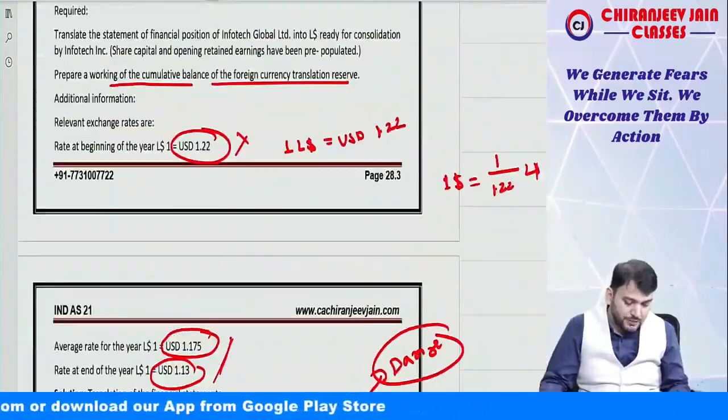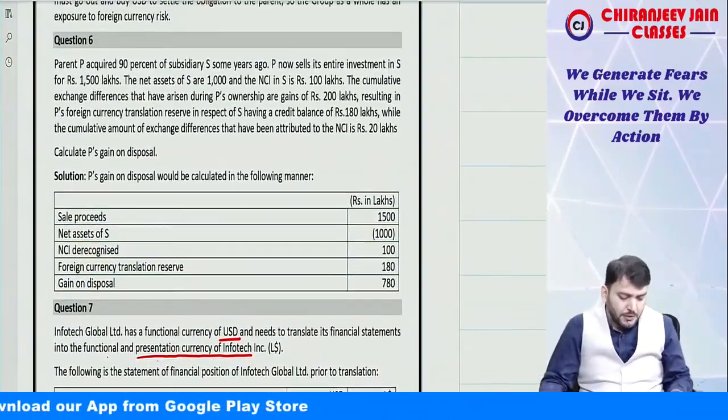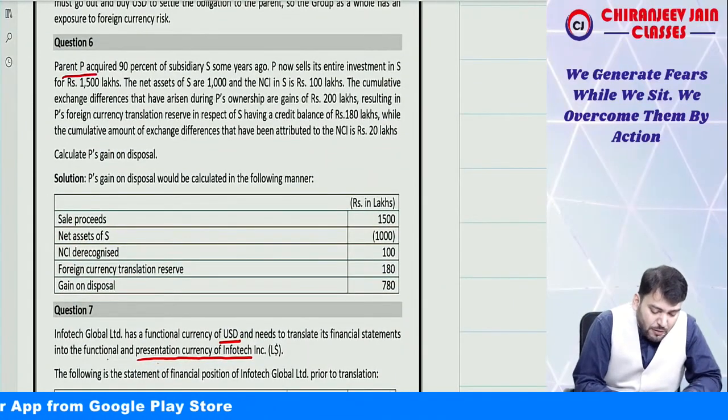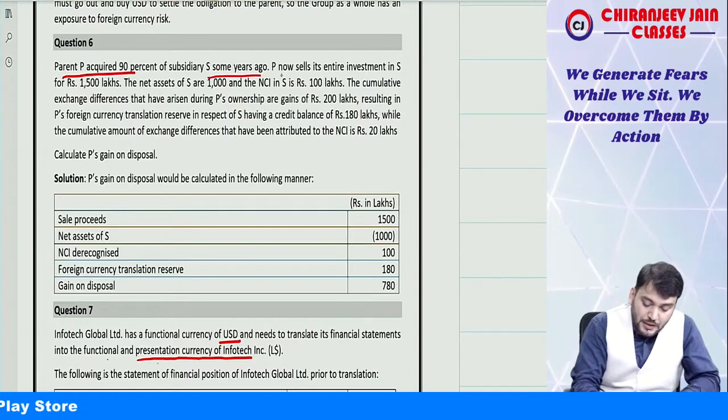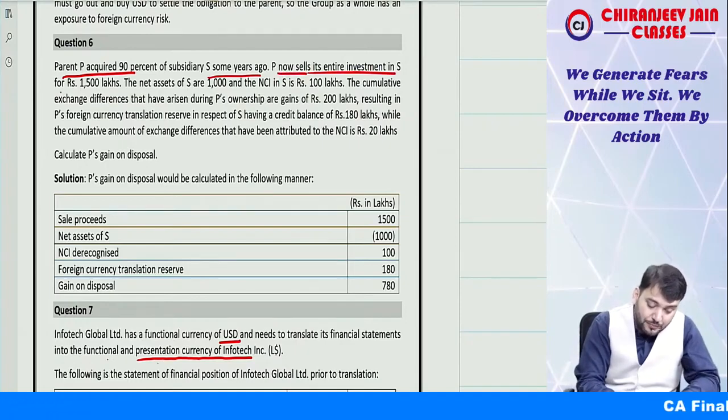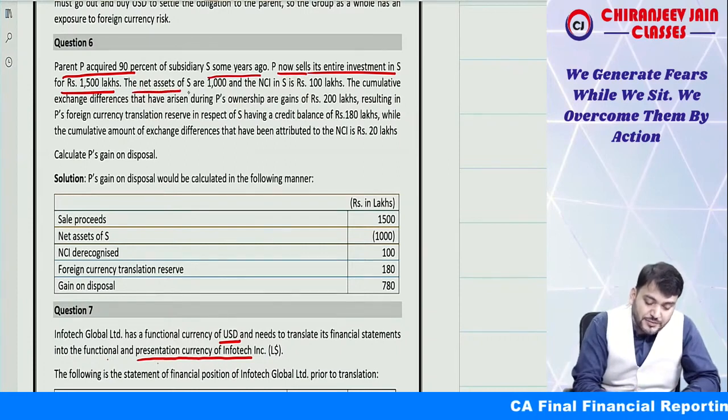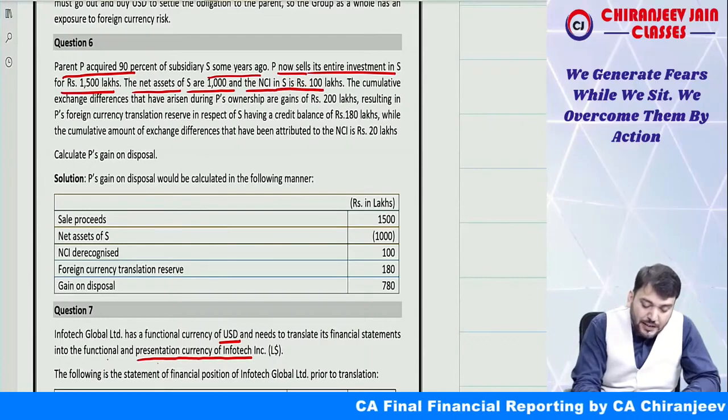Question number 6. Parent P acquired 90% of subsidiary S some years ago. P now sells the entire investment in S for rupees 1500 lakh. The net assets of S are 1000 lakh and the NCI in S is 100 lakh.